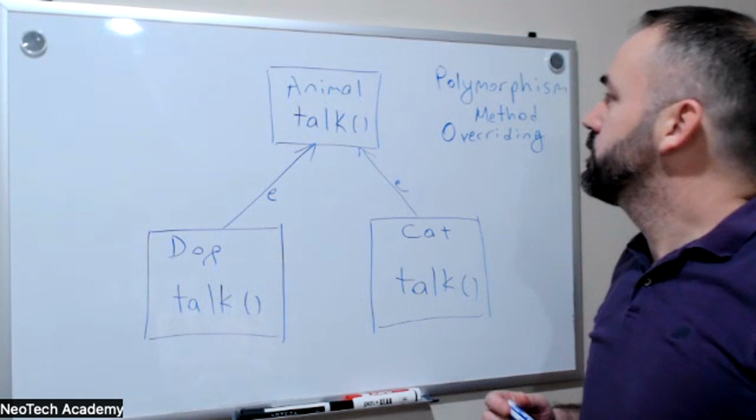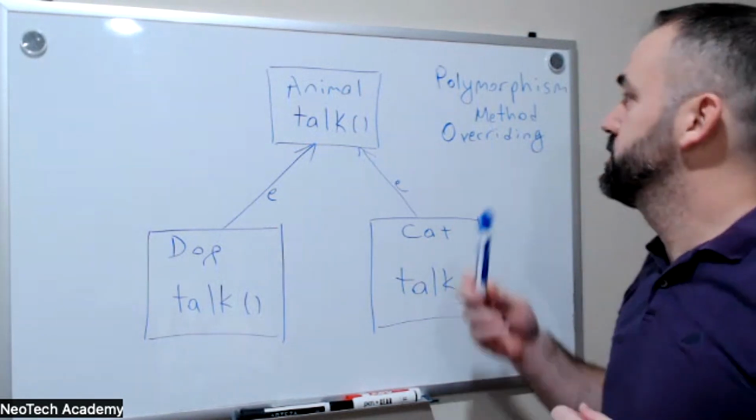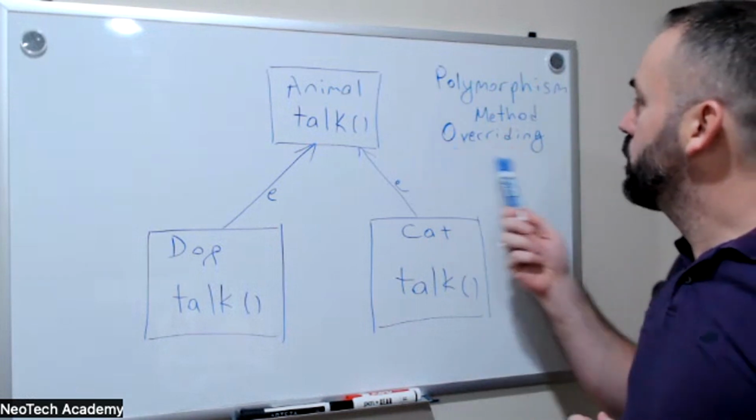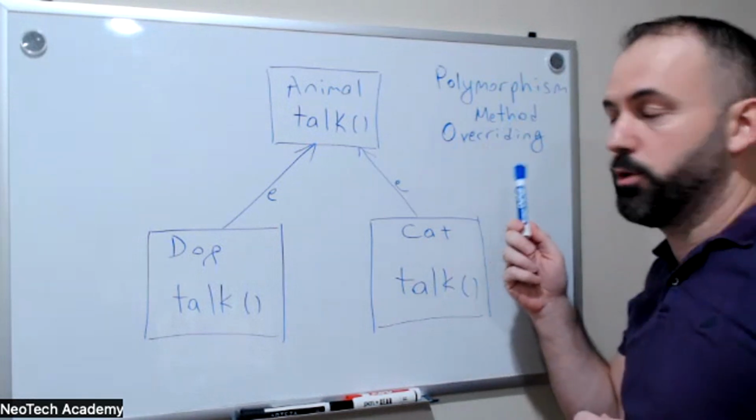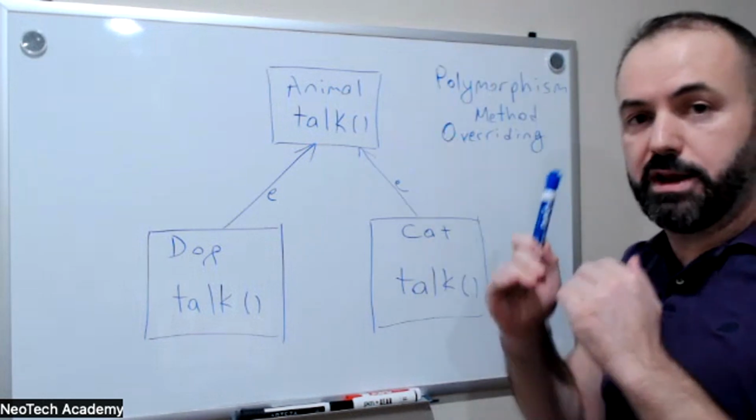Okay, so now we're going to talk about another concept of object-oriented programming, which is polymorphism. One of the ways to achieve polymorphism is through method overriding. So what does it mean? This is very similar to the previous example where we had inheritance.